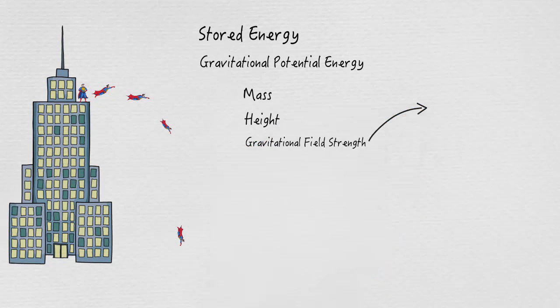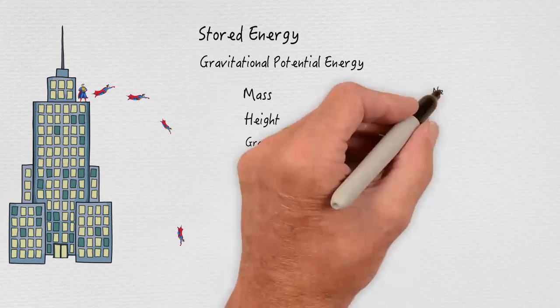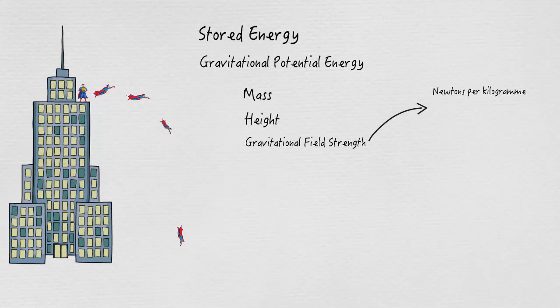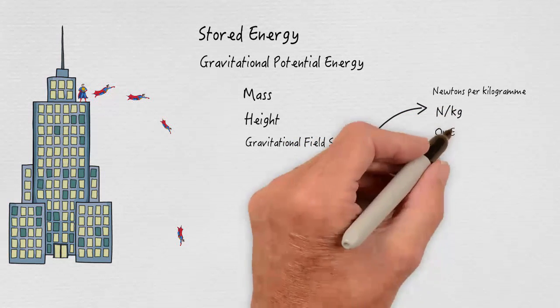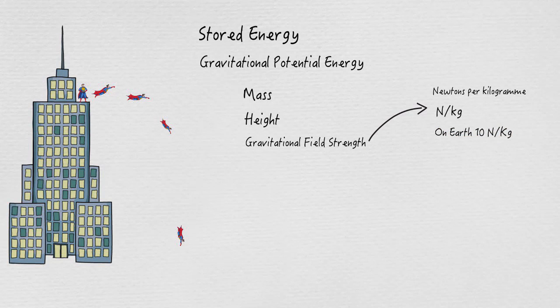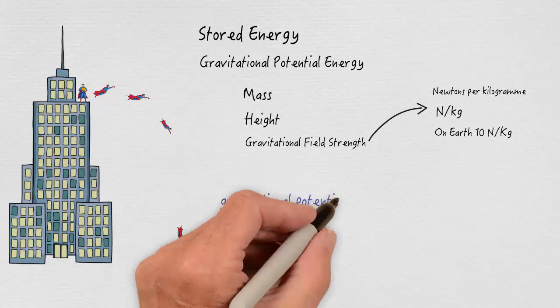We measure this in newtons per kilogram, and it's basically a measure of how strong gravity is. The symbol for that is N/kg. You will be given the value on the Earth as being 10. It's actually 9.81, but 10 is what we're given in GCSE. And it basically means that for every kilogram an object has, there will be a force of 10 newtons.